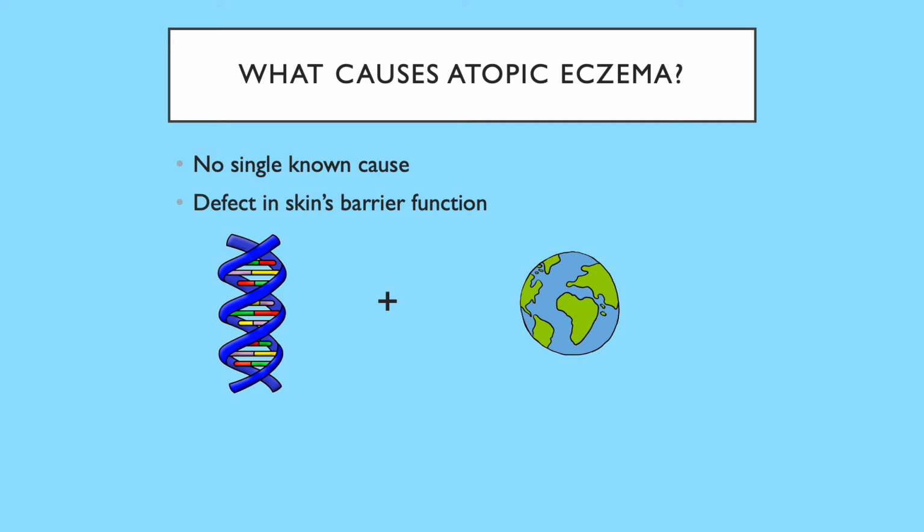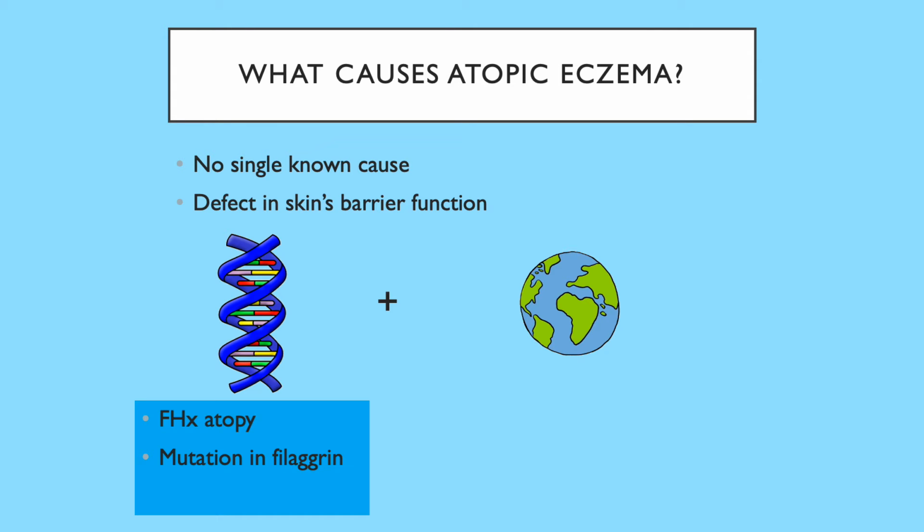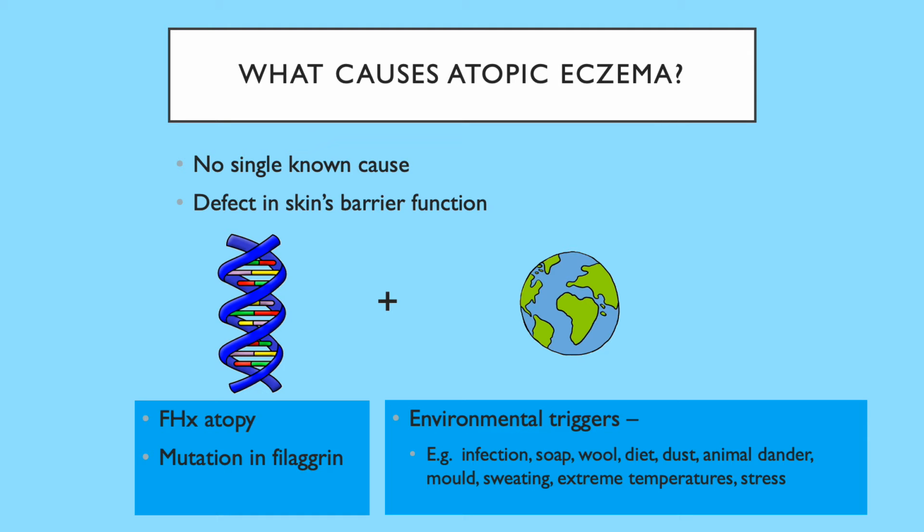As with most conditions, eczema results from interaction between both genes and the environment. Up to 70% of people with atopic eczema have a positive family history for atopic disease. Recent evidence suggests that a mutation in the filaggrin gene, which is a structural protein in the epidermis, is a likely cause for almost 50% of cases of atopic eczema. In addition to the genetic component, eczema can be triggered by environmental factors such as soap, wool, and animal dander.